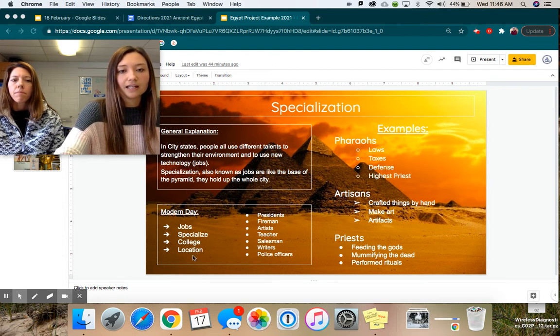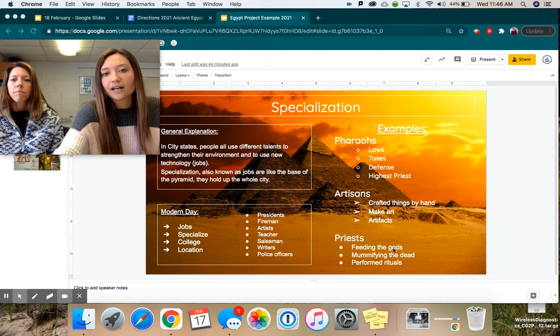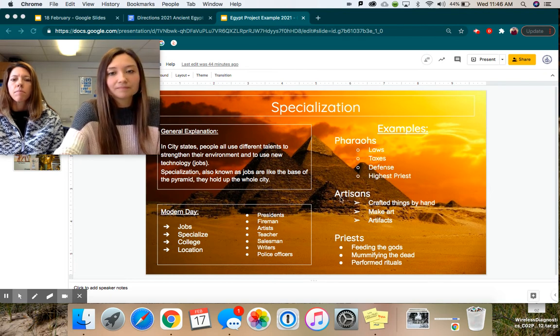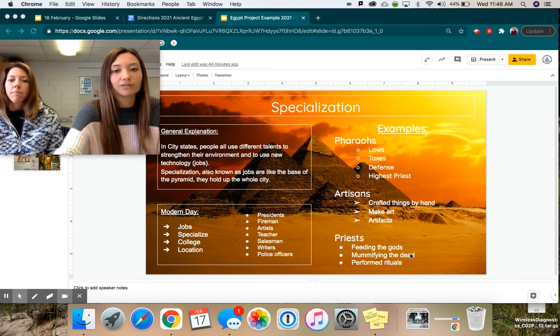Here's their modern day example down here in this box. And then if we look over here, examples from ancient Egypt. So they have pharaohs, and then some facts, some information. Pharaohs were in charge of the laws, the taxes, the defense, highest priest, right? Artisans, they crafted things by hand. They make art. Artifacts. If you find an artifact from ancient Egypt, an artisan probably made it. Priests, they were in charge of feeding the gods, mummifying the dead, performed rituals. So this all has to do with specialization.